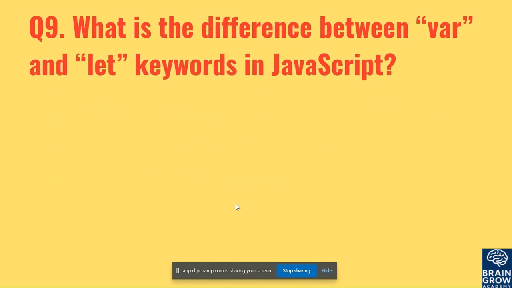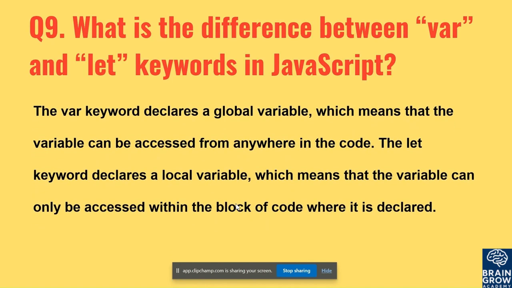And after that, what is the difference between var and let keyword in JavaScript? The var keyword declares a global variable, which means that variable can be accessed from anywhere in the code. But the let keyword declares a local scope, that means block scope. So it can be accessed within the block of code where it is declared. If we use the let keyword inside an if, it is accessible within this if block.